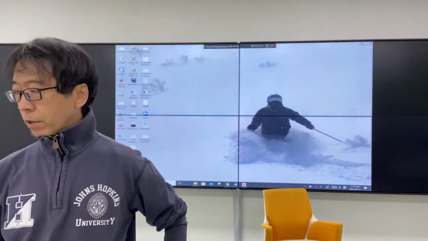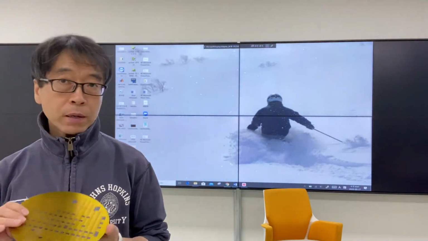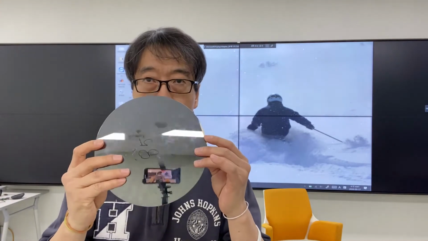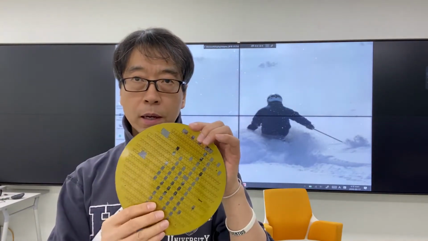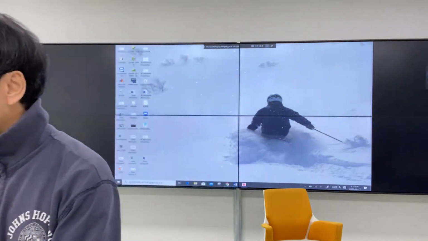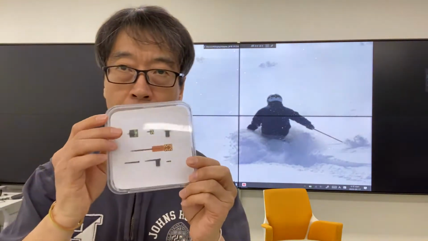My background is actually not heat transfer, but semiconductor processing. So I use this kind of wafer and create very small, tiny devices. They can do a lot of magical things. Very small devices.